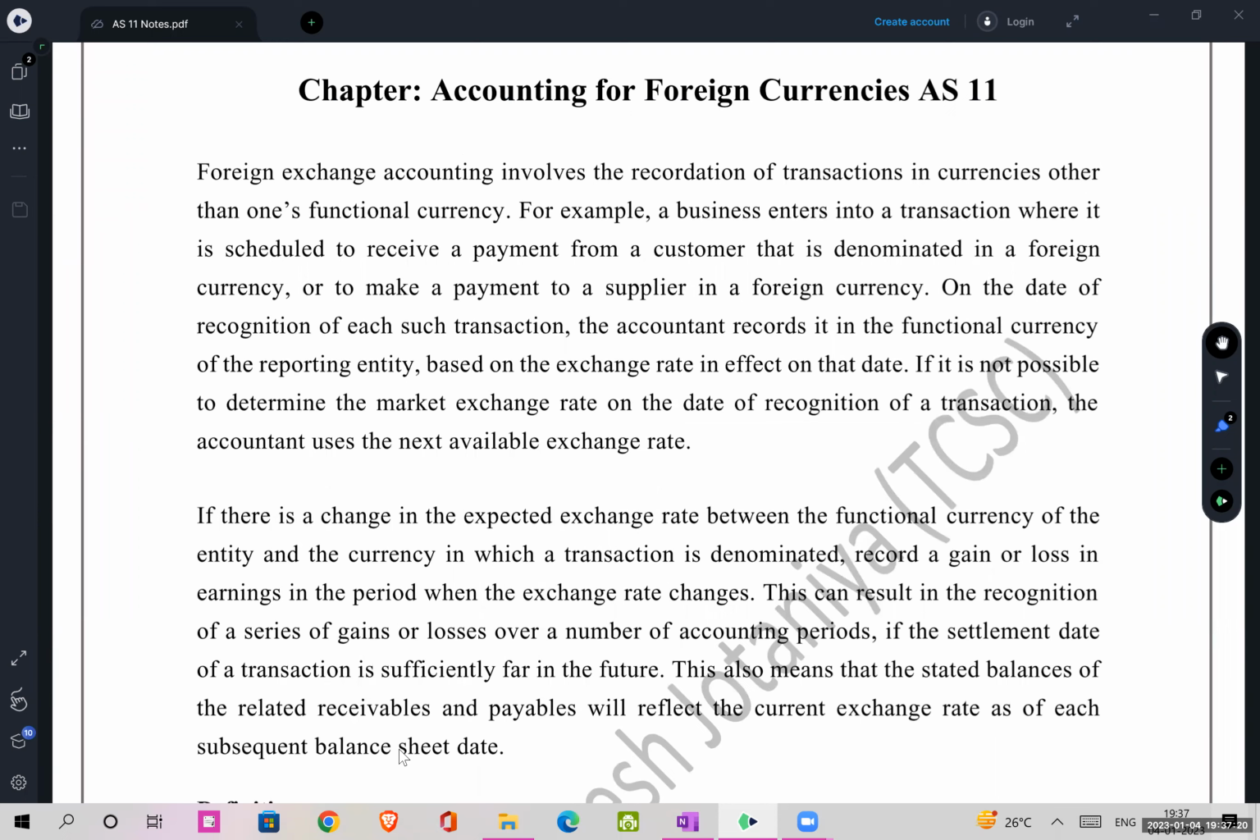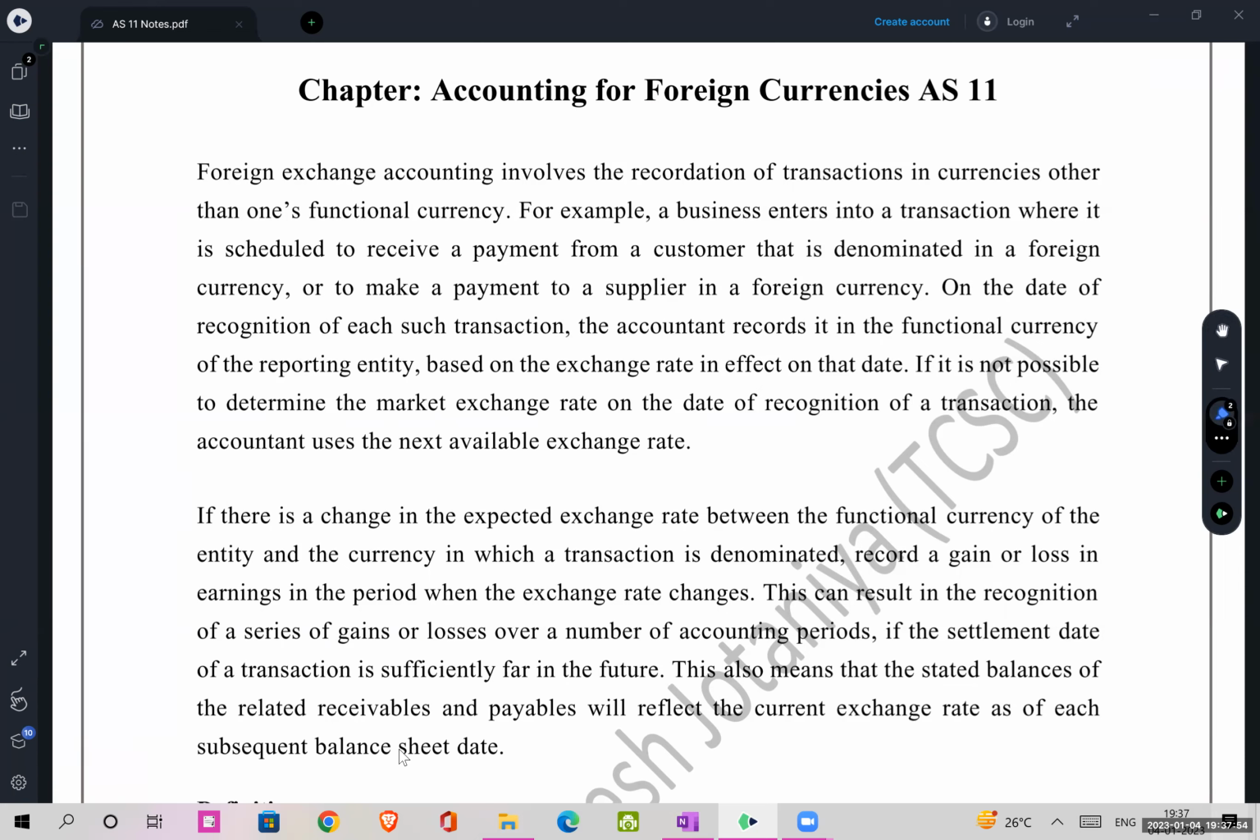Foreign exchange accounting, which is covered by Accounting Standard 11, involves the recording of transactions in currencies other than the functional currency. Means if I'm in India and I'm doing business with someone outside India, the currency will function according to the Indian rupee.